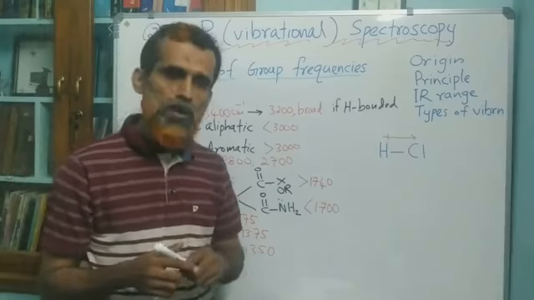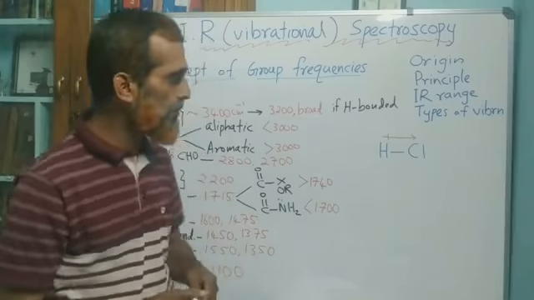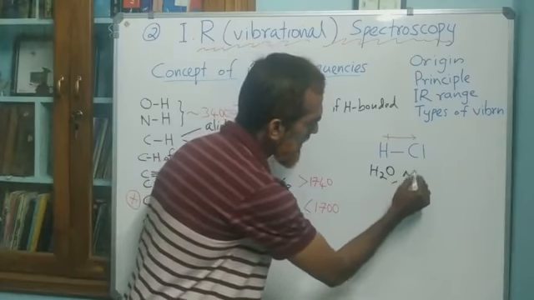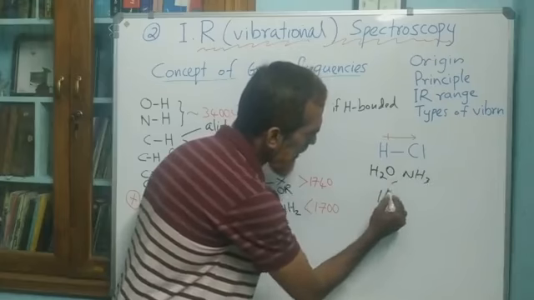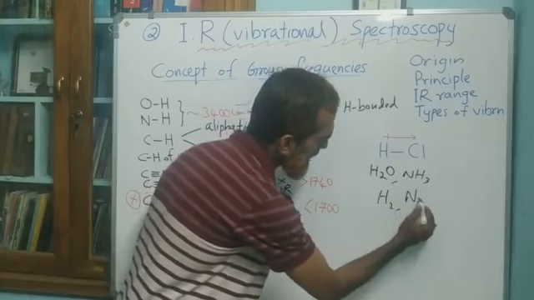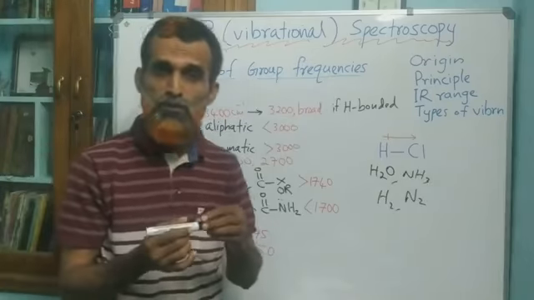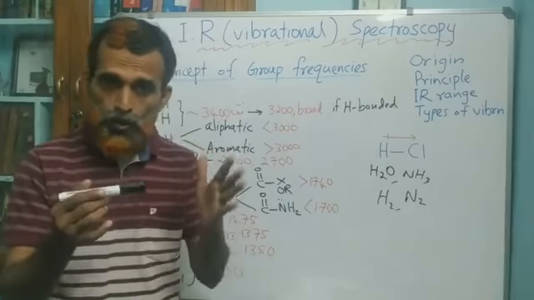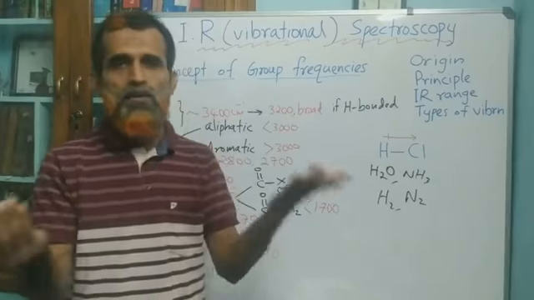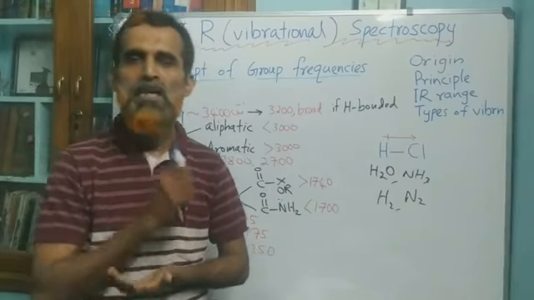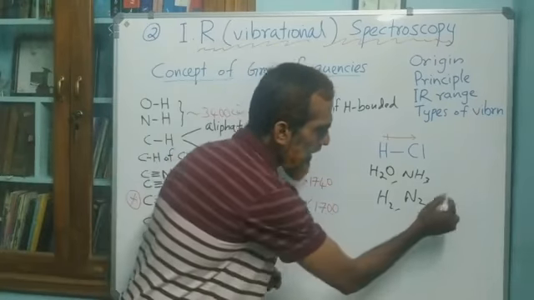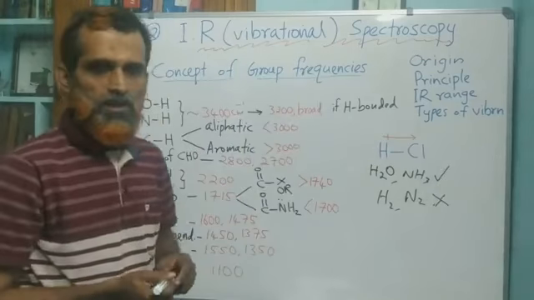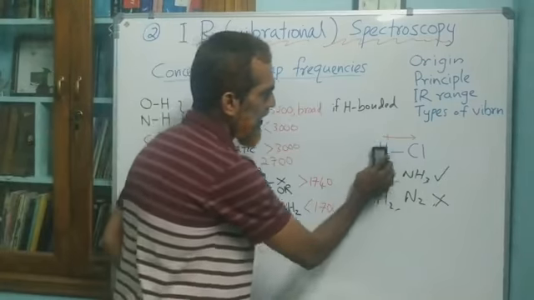So molecules which are IR active include HCl, similarly H2O, NH3, etc. What about molecules like H2, N2, etc., which are homonuclear diatomic molecules? These are non-polar, right? The bond is not polar. Even if it vibrates, there is not going to be any change in dipole moment. So these are not IR active, but the others are IR active molecules. So that's the origin of IR spectroscopy.